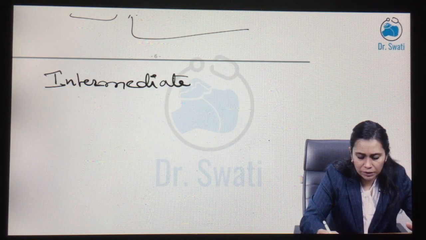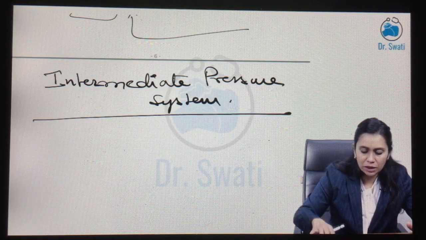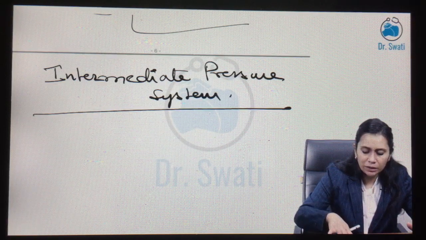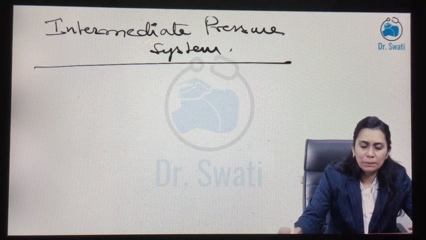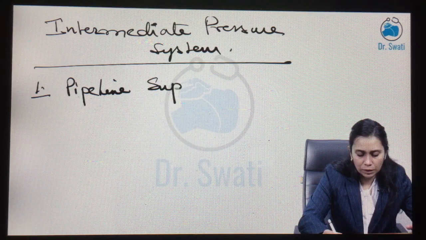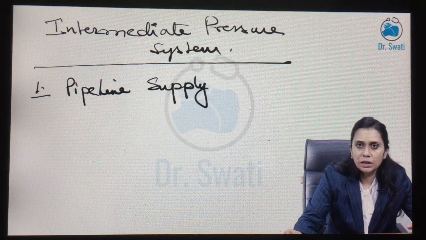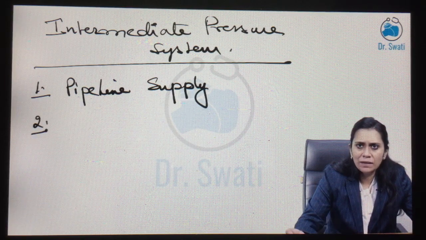Intermediate pressure system. What comes under this intermediate pressure system? The first thing which we have to remember is pipeline supply. Pipeline supply comes under the intermediate pressure system.